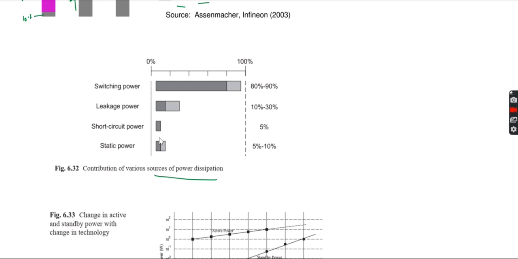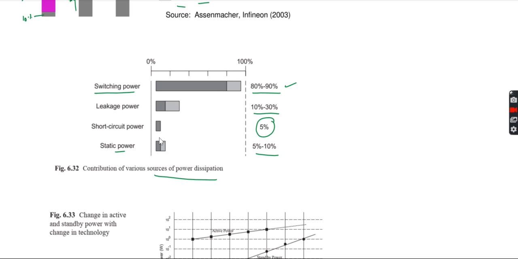If I am saying, then the major contribution will be the switching power. You can see this, the switching power dissipation will be around 80 to 90%. Then the leakage power will be around 10 to 30% only. Short circuit power will be only 5%. Then the static power will be 5 to 10%.